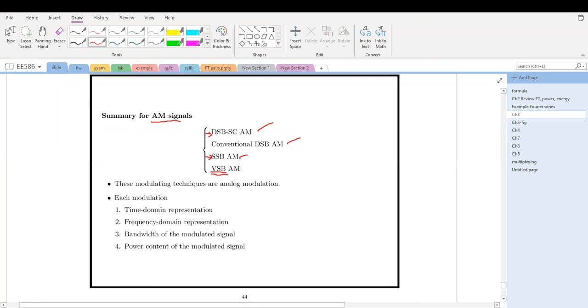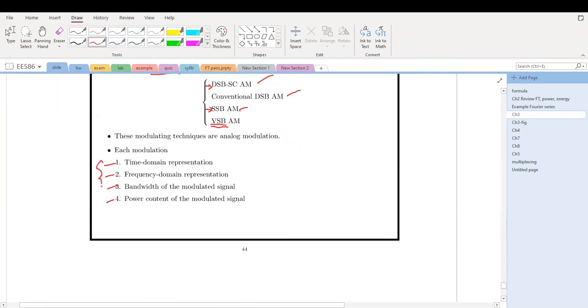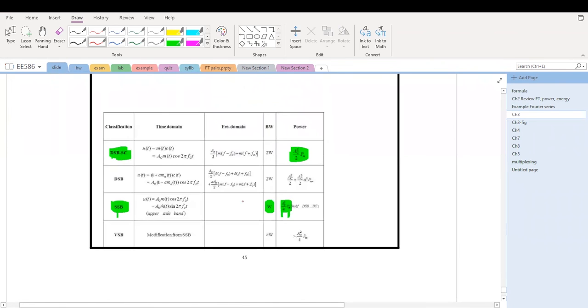And for each modulation, we need to know the time domain expression. How do we modulate the signal? We want to know the spectrum of the modulated signal, the bandwidth of the modulated signal, and the power contained in the modulated signal. So those are 4 perspectives for each modulation we need to know. The spectrum and the power are very important in communication systems. And here's the summary for DSB-SC AM, conventional AM, and single sideband AM. We look at time domain, frequency domain, the bandwidth, and the power as the 4 perspectives for each modulation scheme.